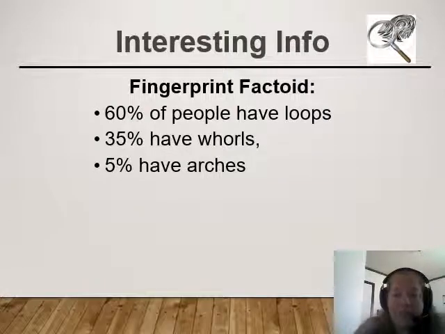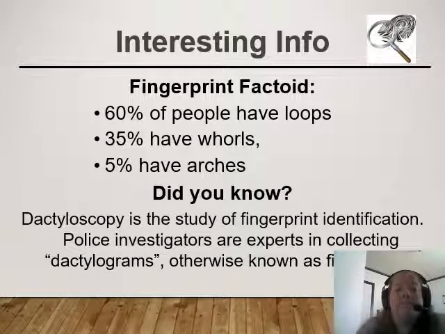So some fun facts. 60% of people have loops in their fingerprints. 35% have whorls, and only 5% have arches. And the study of fingerprint identification is called dactyloscopy.